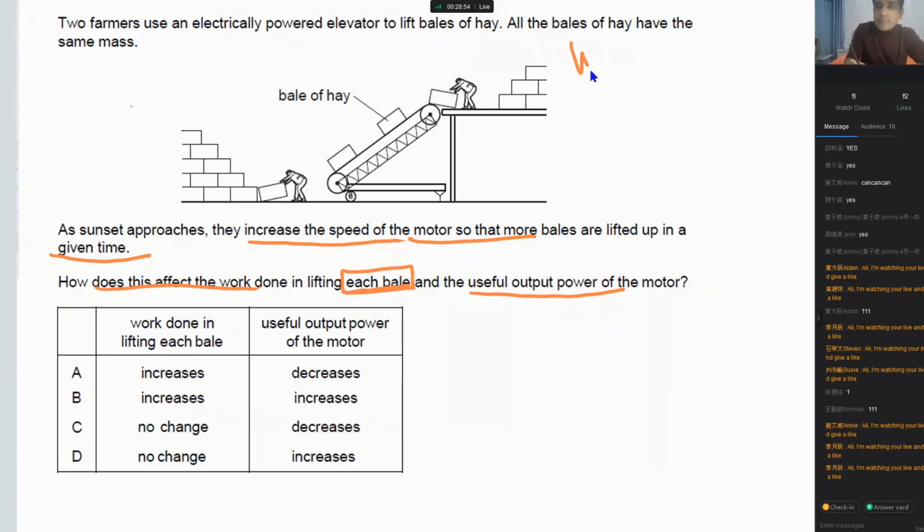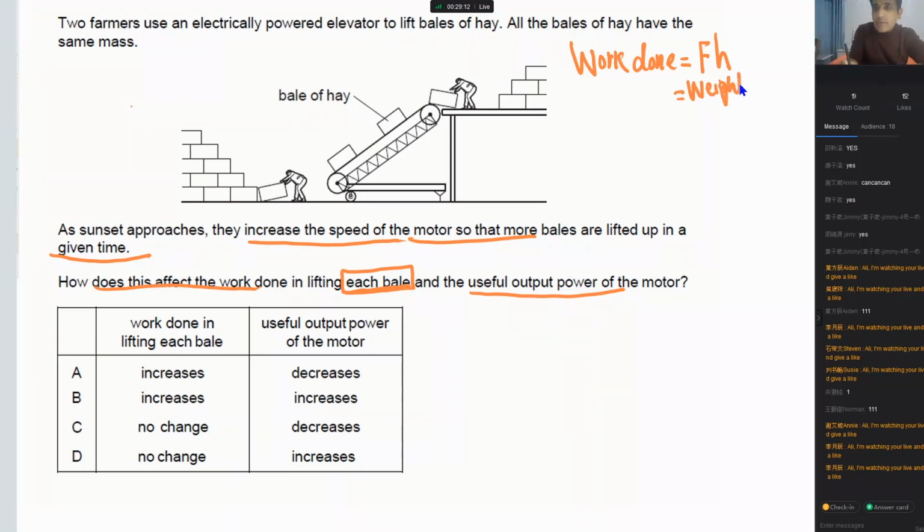So we will write down first of all work done. In this case, work done is equal to force times height. And the force we need to apply to lift this one to the side, that should be equal to the weight if this is moving at constant speed.